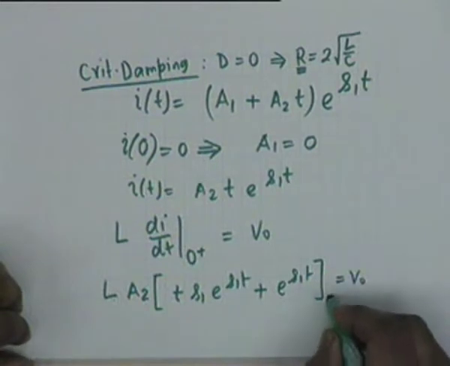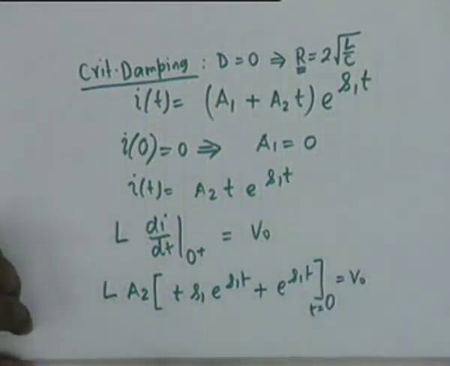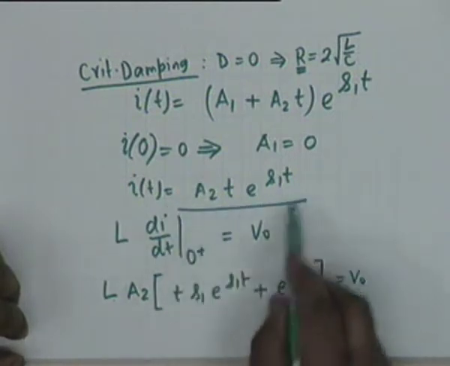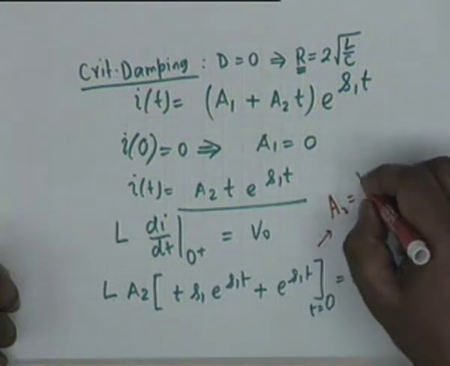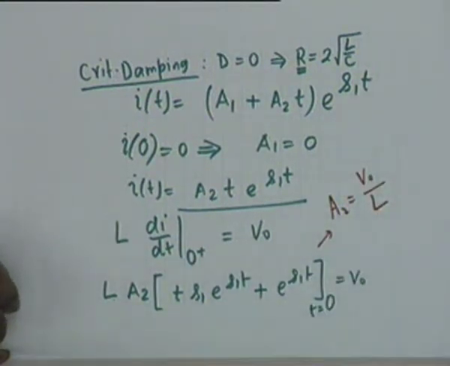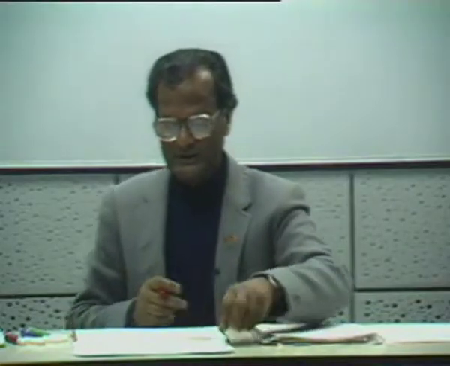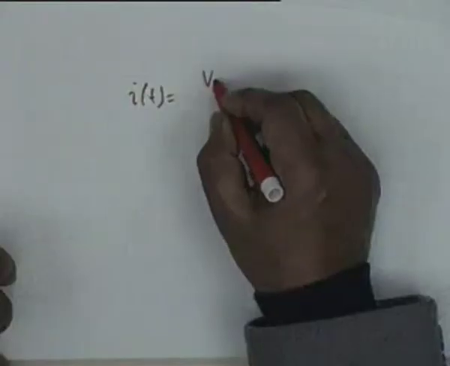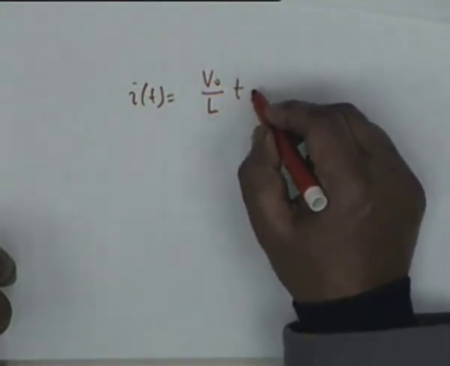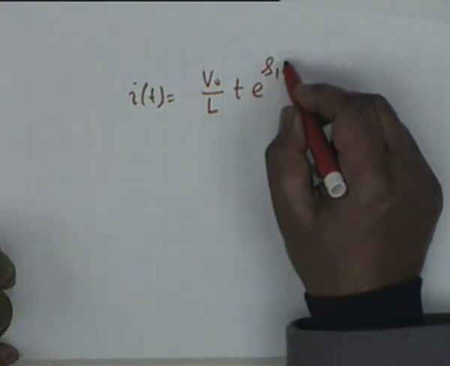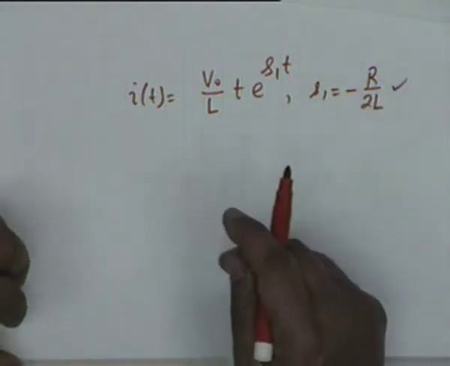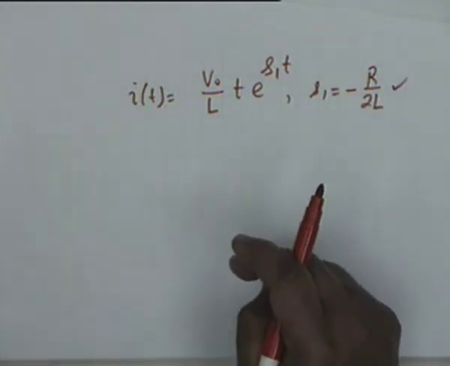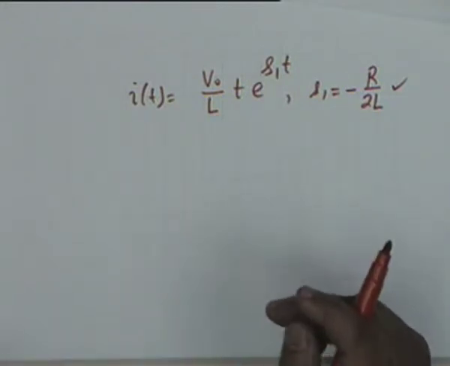That should be equal to V 0 at t equal to 0. I have differentiated this expression, and I have to put t equal to 0. If I do that, then what do I get as A 2? A 2 is V naught by L. No longer omega 0 comes, all right? A 2 is V naught by L, which means that my total solution is given by V 0 by L t e to the S 1 t, where S 1 is equal to minus R by 2 L. This is the solution to the equation when the two roots are coincident.